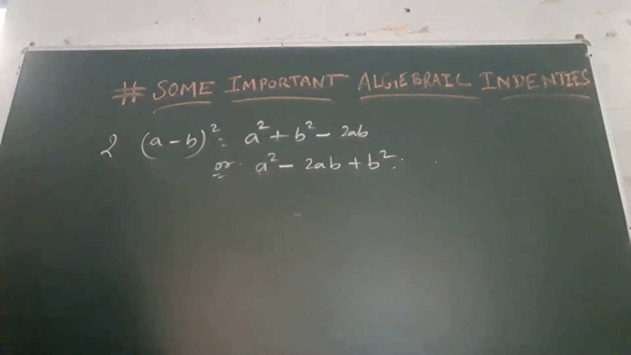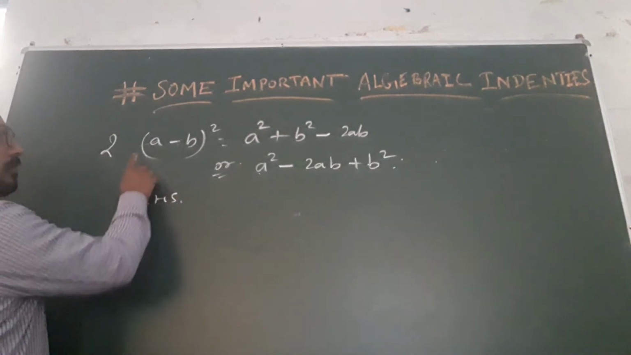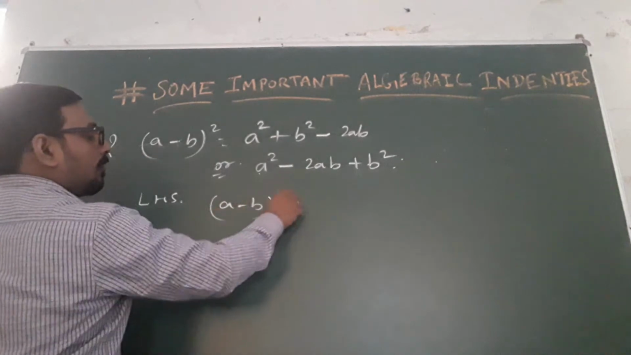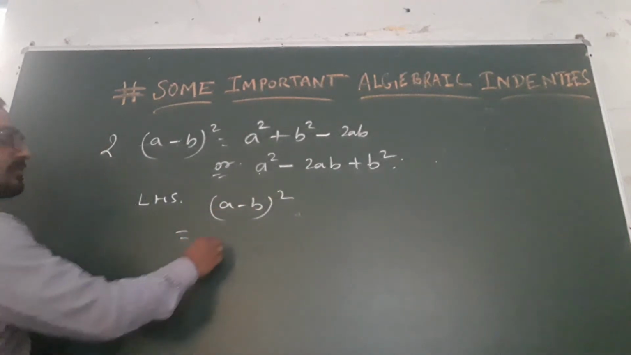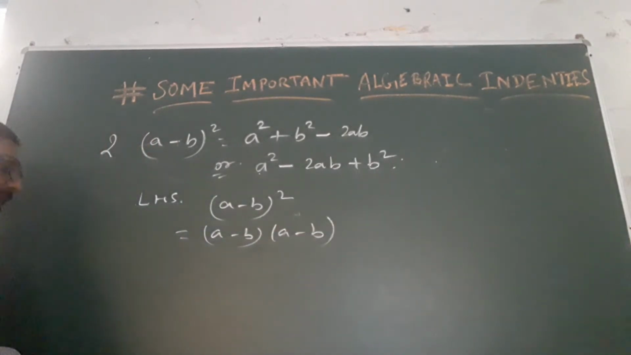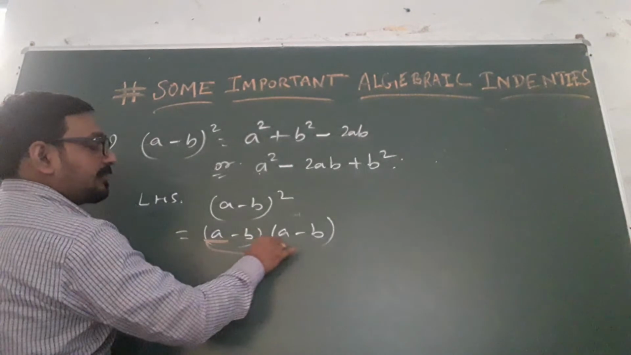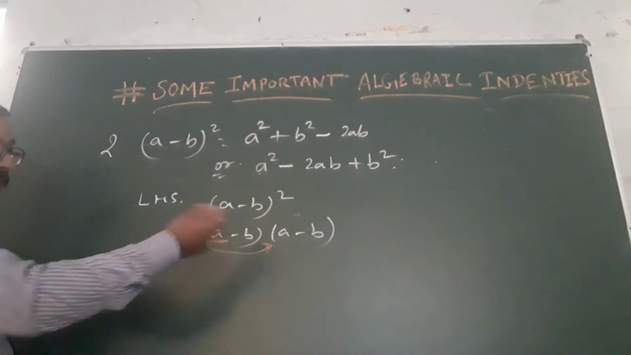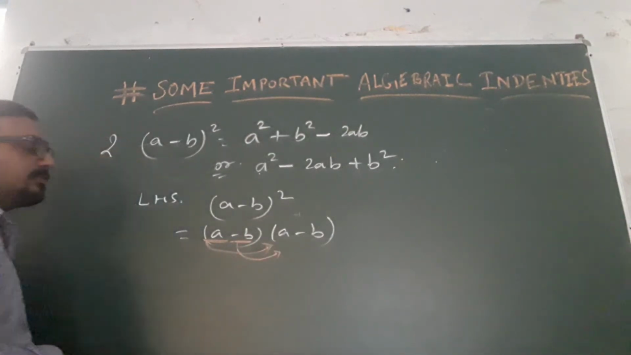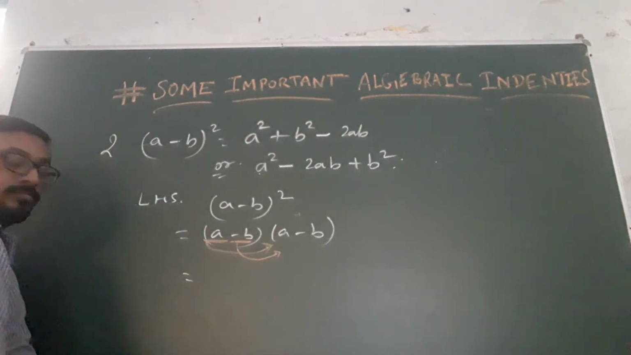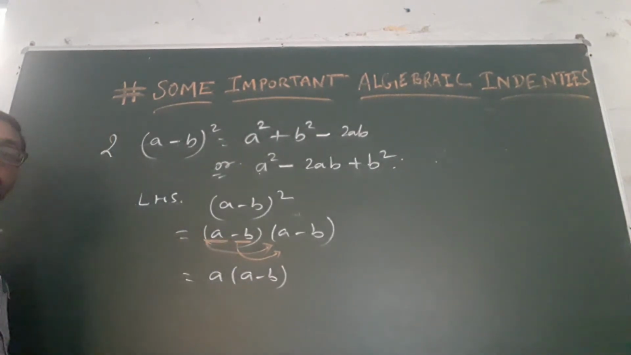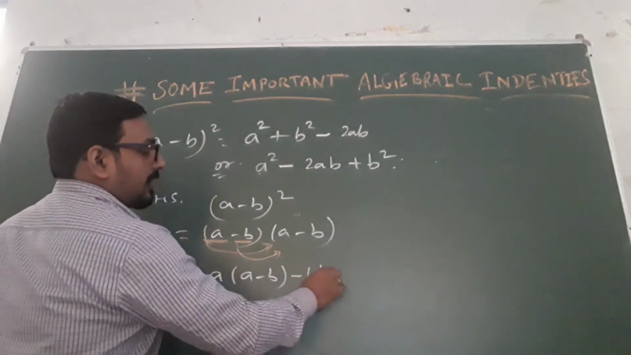Let us see how. Again we take the LHS of this algebraic expression, and it is (a minus b) whole square. Whole square means we have to write two times a minus b, again a minus b. First of all we take this a, and this a is multiplied with the whole terms of a minus b. Next, after that we have minus b, and this minus b is multiplied with a minus b. So now start. See here, this is a multiplied with a minus b, and after that we have minus b, so you take minus b multiplied with a minus b.